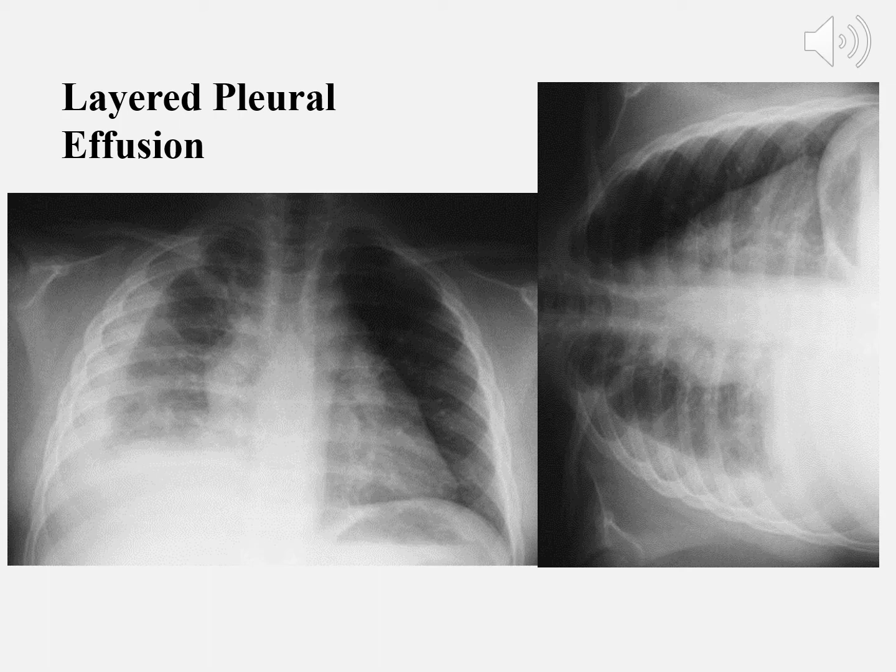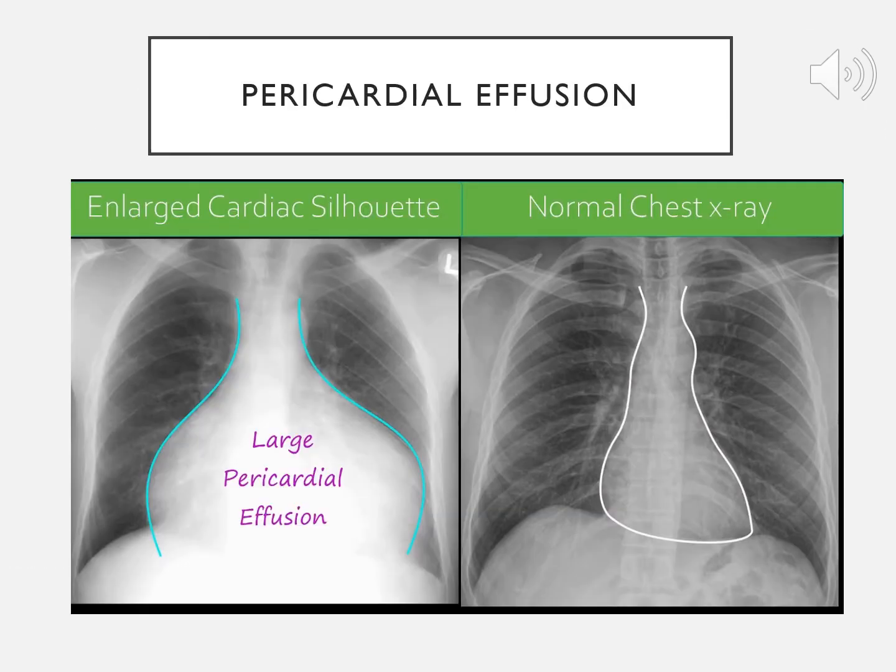Anything greater than 1 centimeter indicates about 200 mils of fluid in the pleural space, and is indicative or necessitates a thoracentesis. Pericardial effusion. This is a quite large one, quite obvious one.